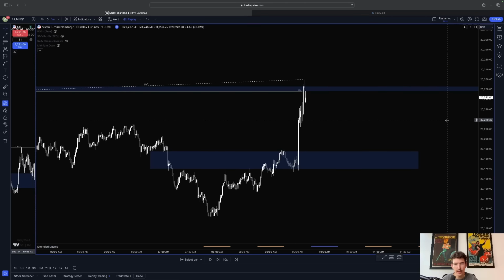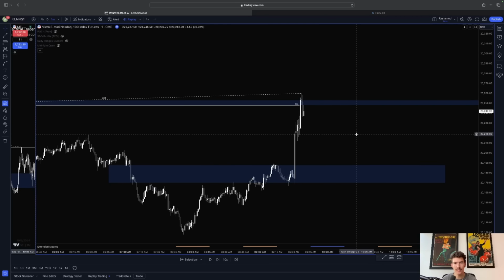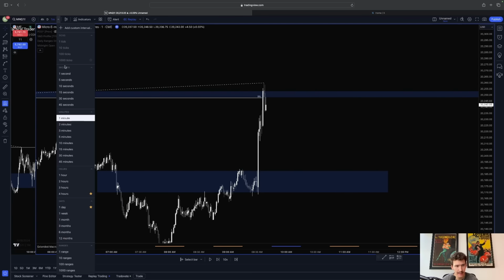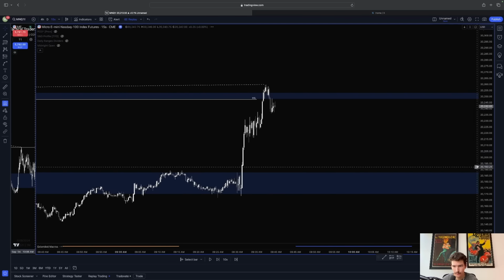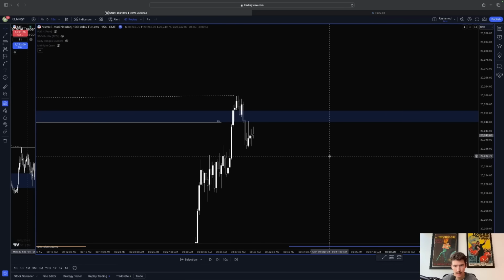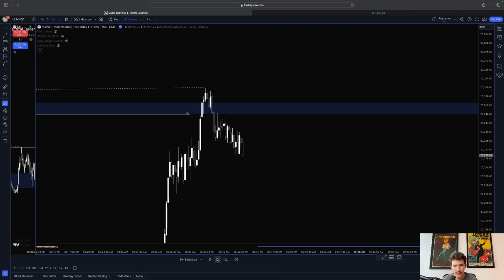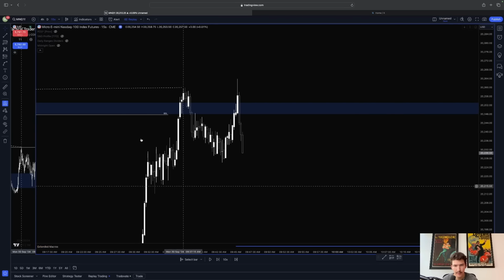So what am I looking for? I'm looking for internal manipulation. The exact same thing. I want to see a high get put in, and I want to see manipulation at the high. So I zoom in even lower. And what am I waiting for? Internal manipulation and displacement. I'm waiting. I'm being patient. Boom. Internal manipulation.